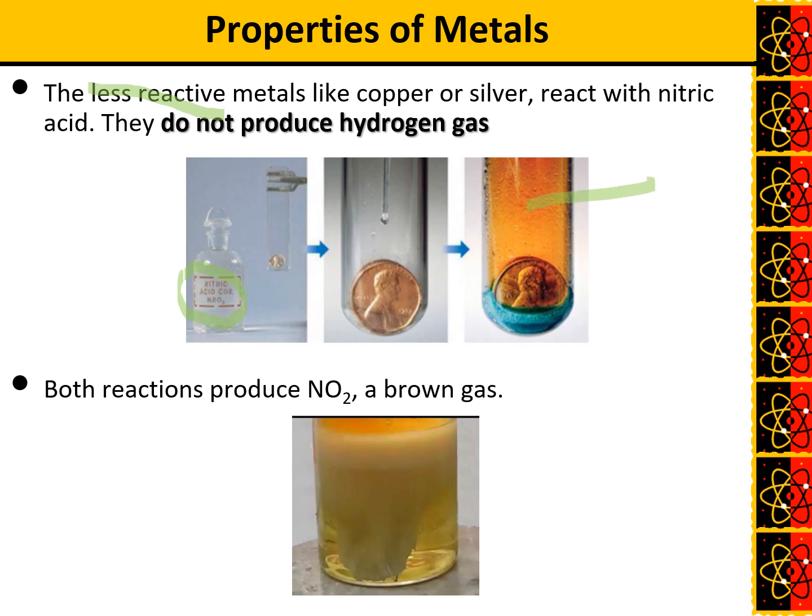And you can see that the gas that is liberated is not hydrogen gas, it is this brown gas that we call nitrogen dioxide. That is a brown gas that is poisonous. So that's why if you do this reaction, you should do it under a fume hood.